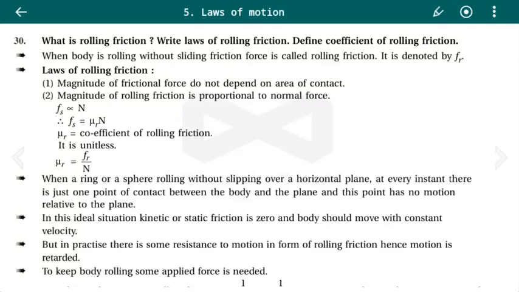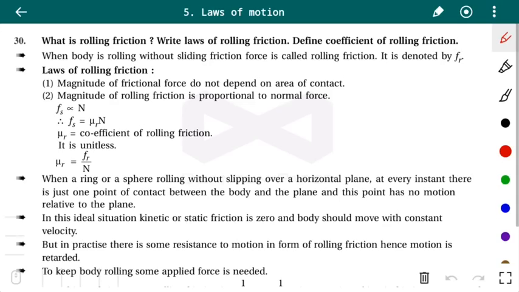Now, let us discuss rolling friction. What is rolling friction? Write the laws of rolling friction and define the coefficient of rolling friction. When a body is rolling without sliding, the friction force is called rolling friction. It is denoted by Fr.